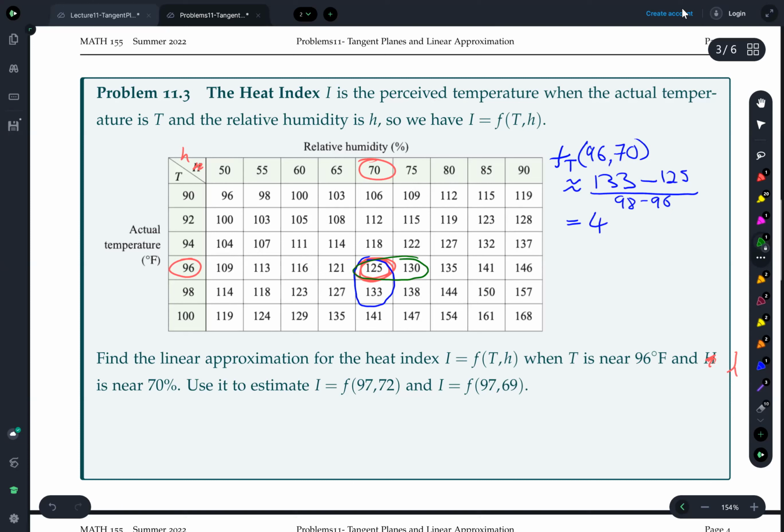And then to work out our partial in the other direction, why don't you guys have a go at that? Work out the partial at this point in the direction of humidity.